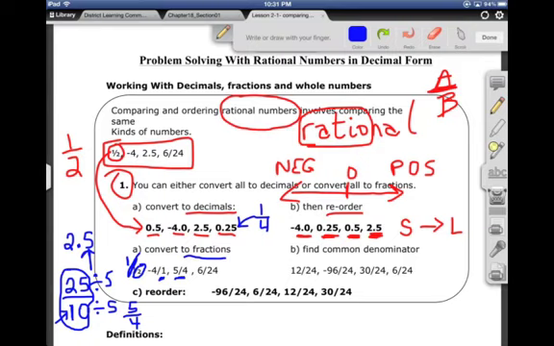A quarter, if you take a quarter and it needs to be out of 24, the only way to get 4 to 24 is to multiply by 6. And the rule is what you do to the bottom, you do to the top. And that's how you get 6 out of 24. Okay, so this takes a little bit of work, but now that they're all converted, 1/2 is like 12 out of 24. Okay, 12 is half of 24.